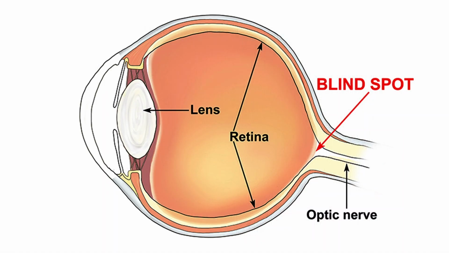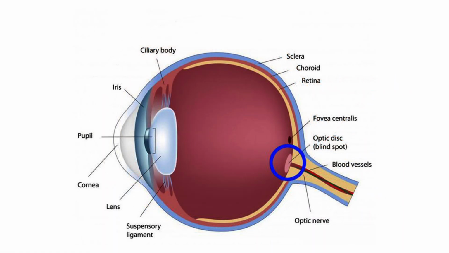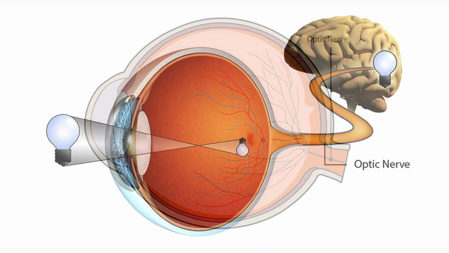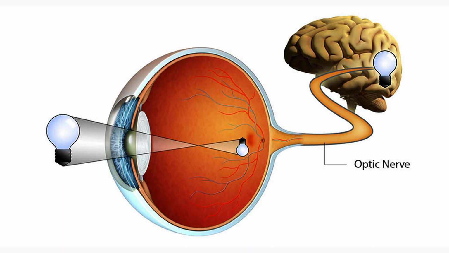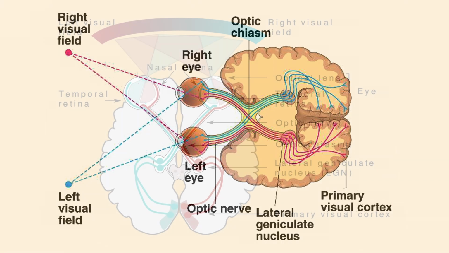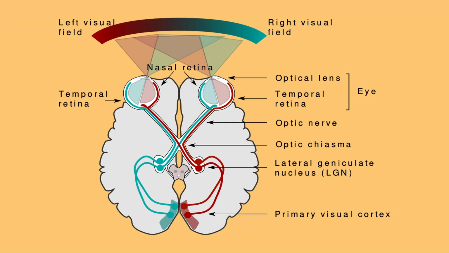There are no rods or cones where the cable runs through the retinal wall. So this point is a blind spot in each eye. Beyond the retinal wall of each eye, the cable becomes the optic nerve, the nerve that carries visual information from the retina to the brain. The 2 optic nerves come together at the optic chiasm, a point where some of their nerve fibers cross to the opposite side of the brain.